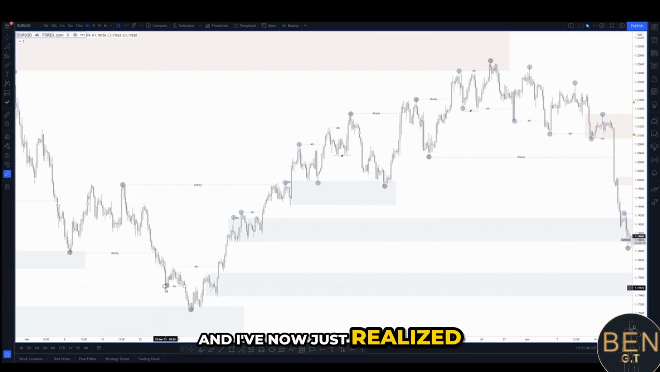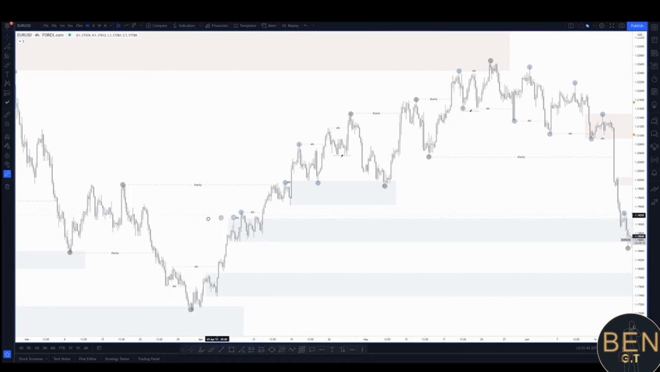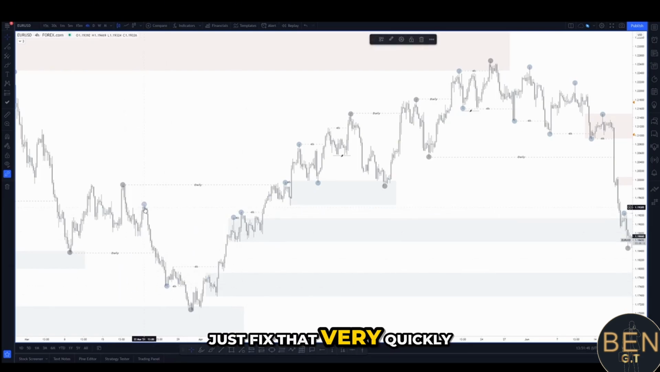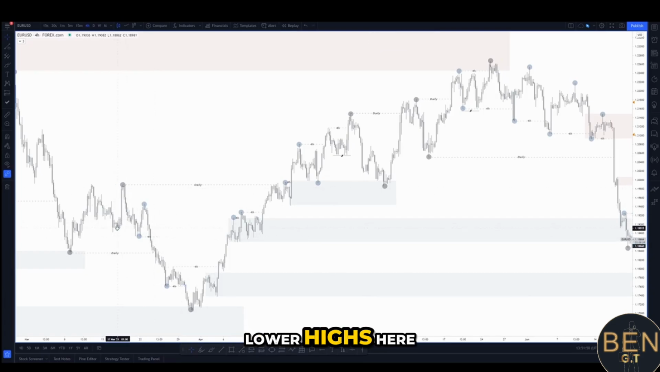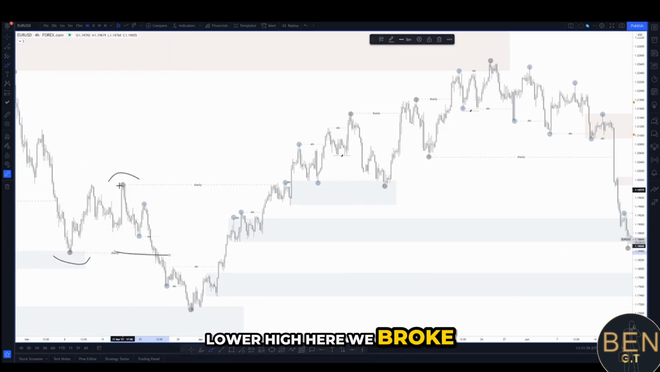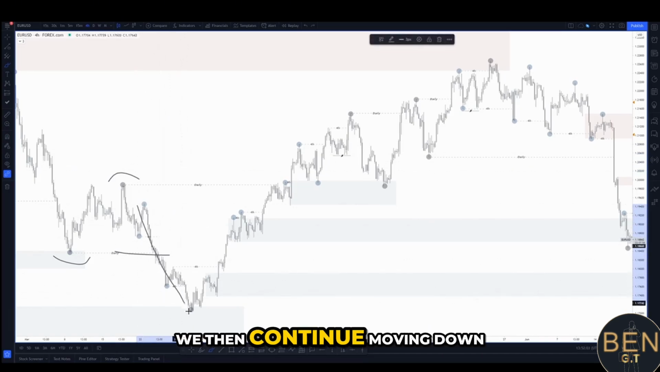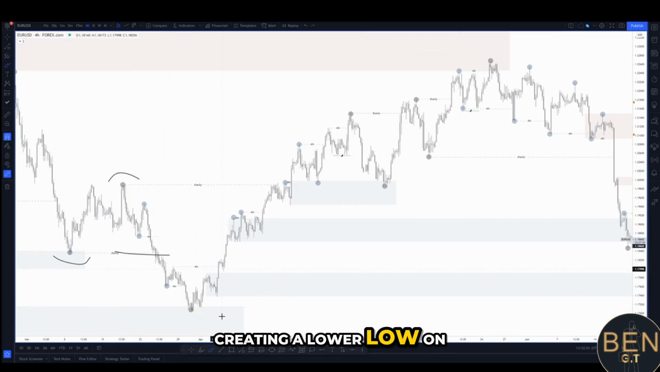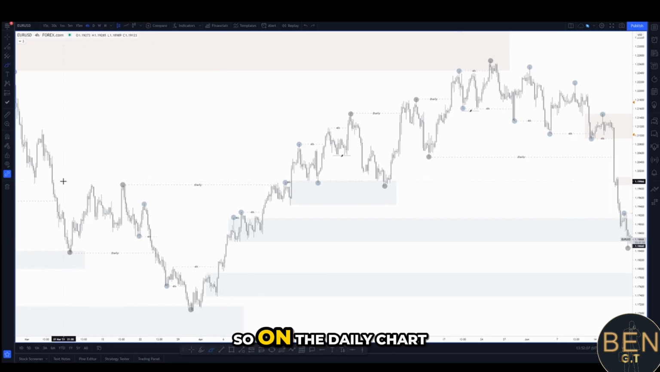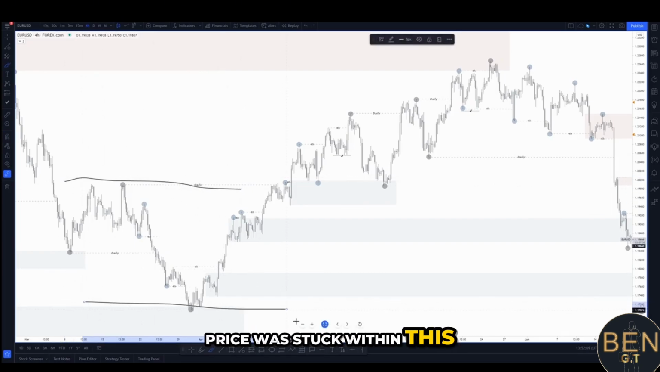I've now just realized I'm using the wrong colors. Just to fix that very quickly. But as we can see, we're making lower lows and lower highs here on the 4-hour chart. As we continue down, the daily chart created a lower low here, a lower high here. We broke, which confirmed this lower high. We then continue moving down, creating a lower low on the daily chart. So on the daily chart, price was stuck within this range of price.